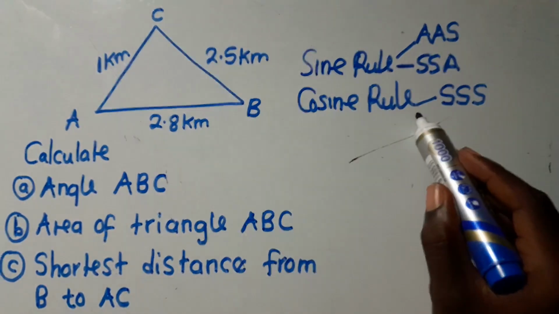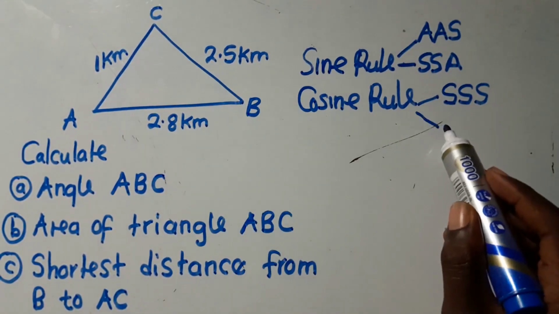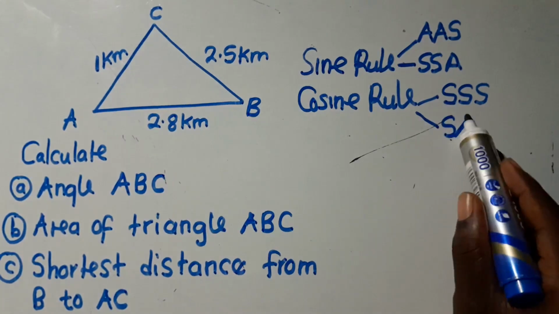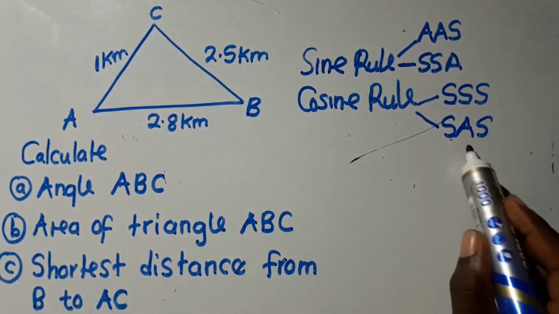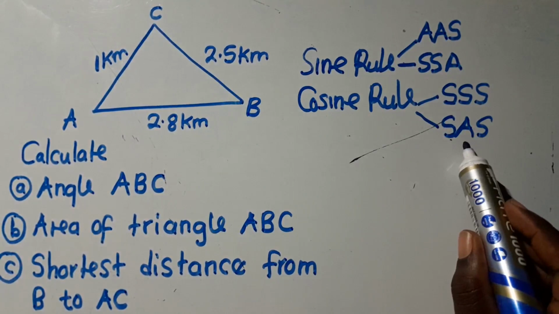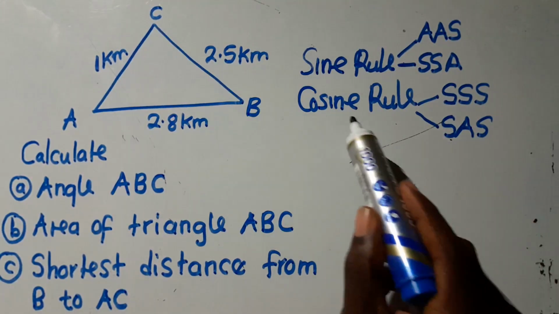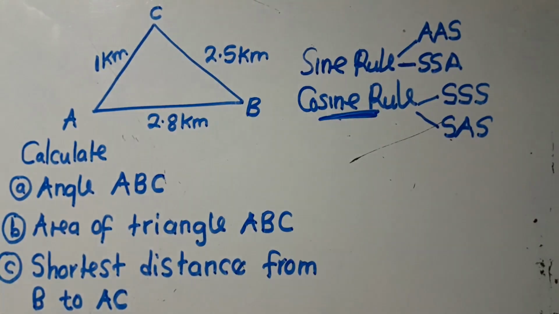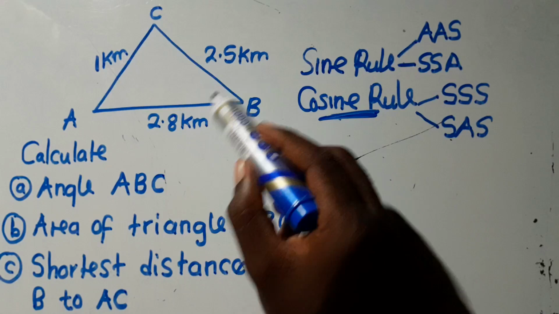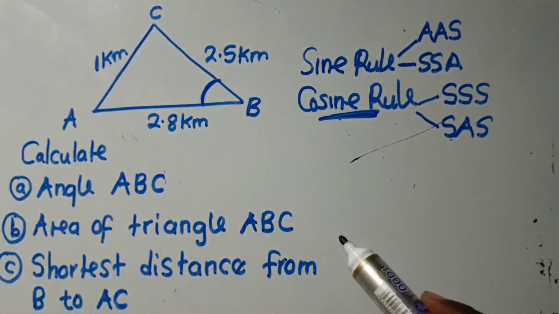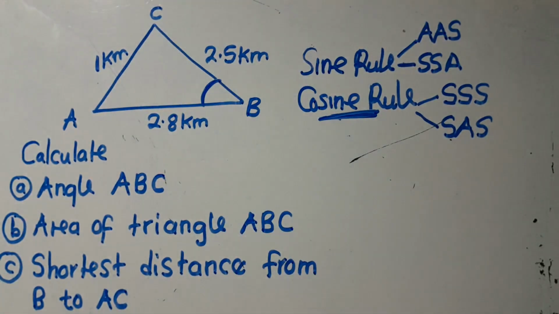And when else do we use the cosine rule? Another part is where you're given two sides and one angle. Have you seen where the angle is? The angle is in the middle. So whenever the angle is in the middle, we are supposed to use the cosine rule. So if you are given two sides and the angle is there, which means that we are supposed to use the what? The cosine rule.